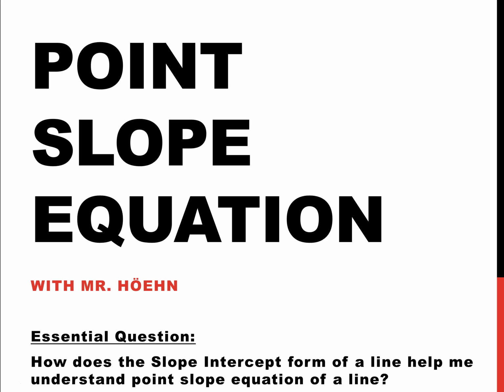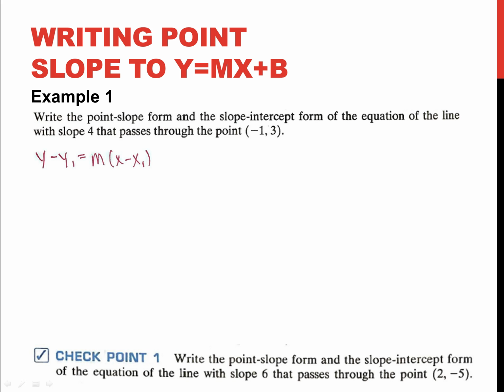All right, so let's dive into our final topic, which is the point-slope equation. So if I'm looking at the point-slope equation, how does the slope-intercept form of a line help me understand the point-slope equation of a line? So point-slope equation is a different type of equation for a line, and it looks like this. y minus y1 equals m times the quantity x minus x1.